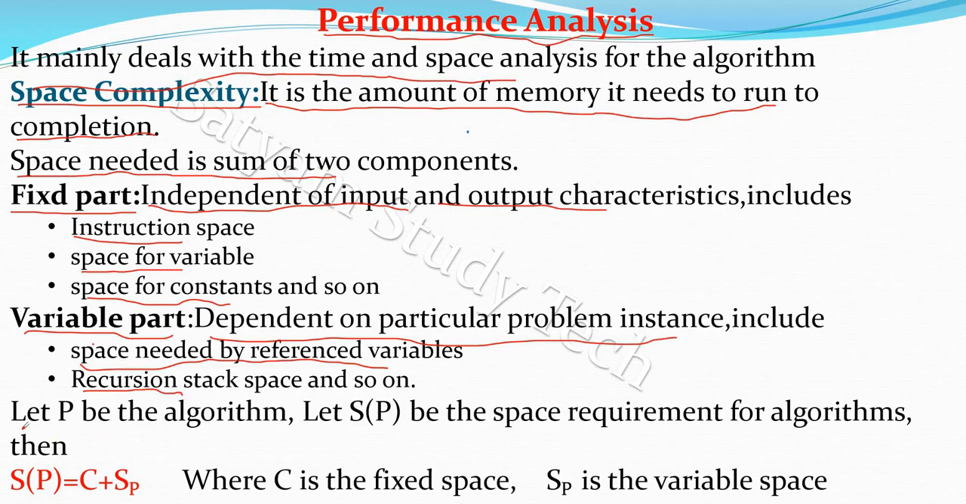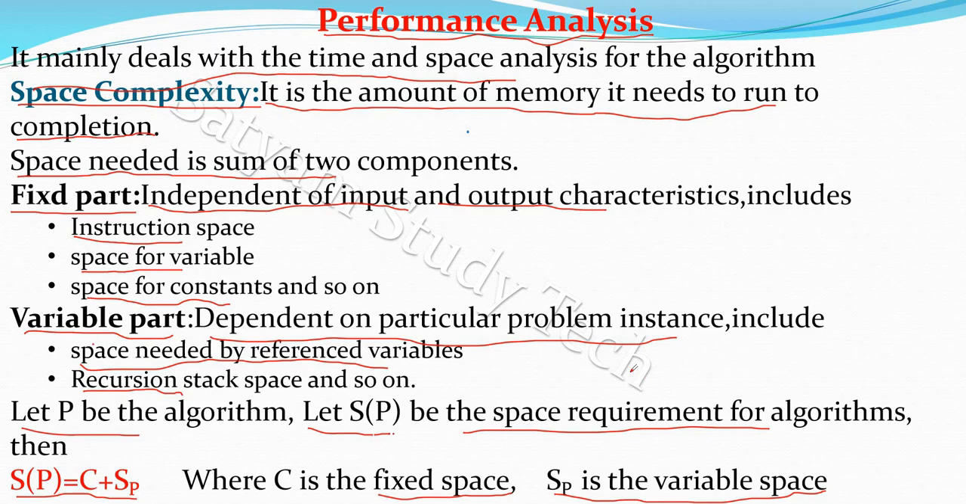Now let P be the algorithm, and let S(P) be the space requirement for the algorithm. Then the formula is S(P) = C + SP. What is C? C is a constant space, the fixed space. And SP is the variable space.